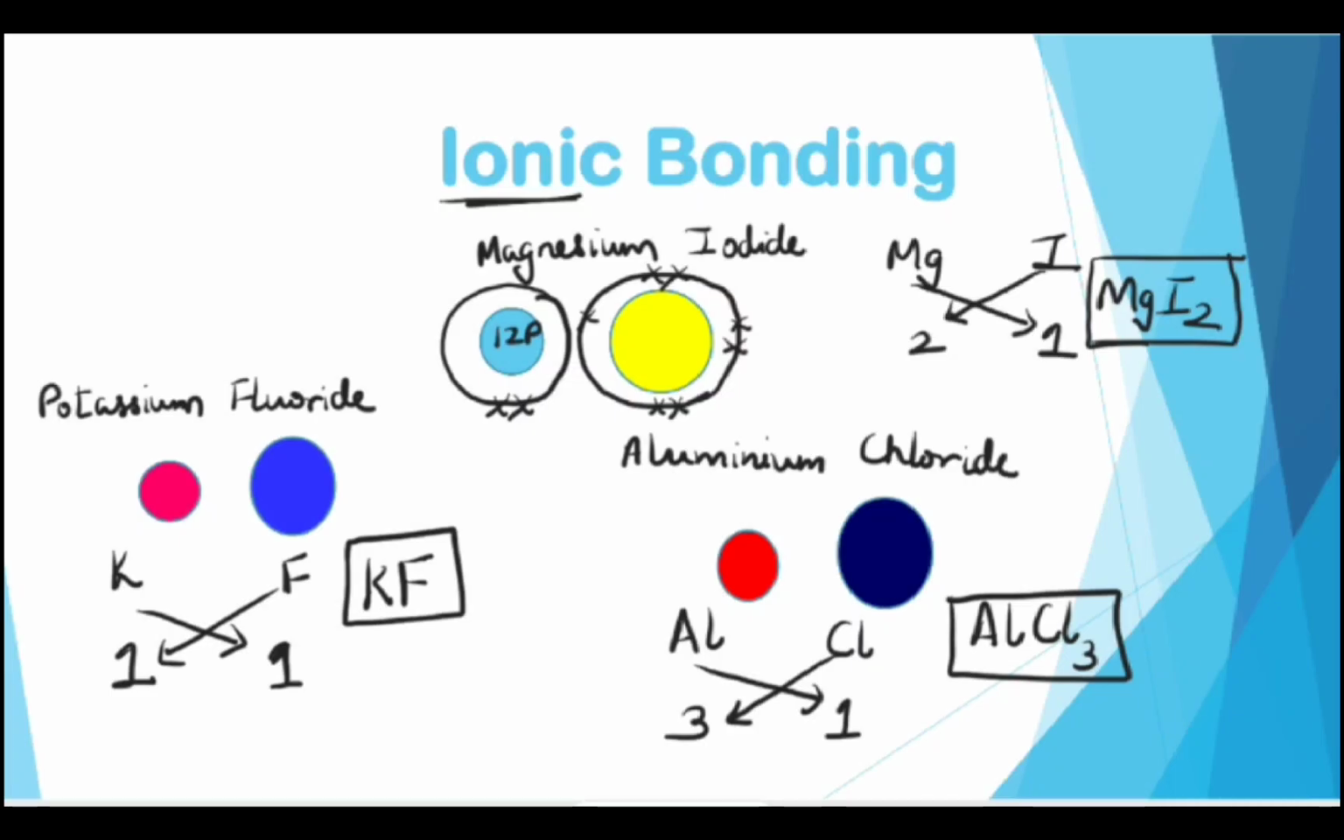Children, did you know that when you write a chemical formula, the metal is always written first, followed by the non-metal? Look here, potassium first, then fluoride. Magnesium first, then iodide. Aluminium first, and then chloride. So the metal comes first, followed by the non-metal. The metal will always have a positive charge. The non-metal will always have a negative charge.